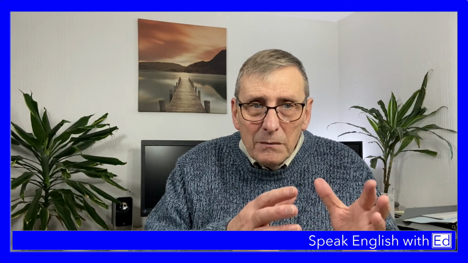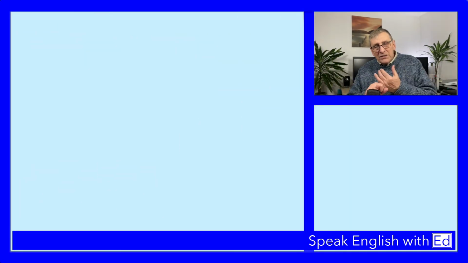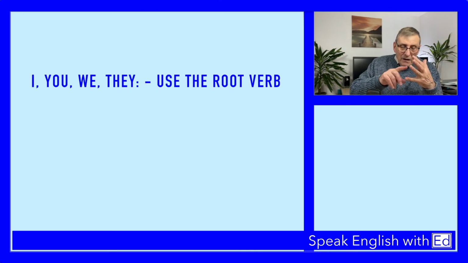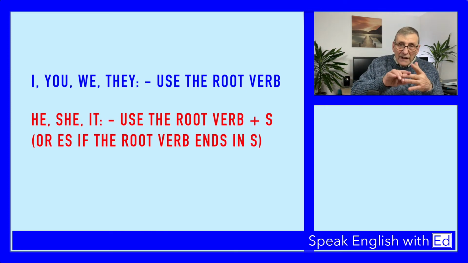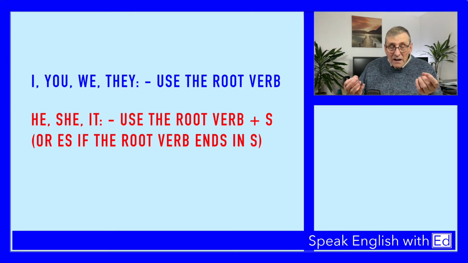So basically that's the present simple tense, and how to use it. It's a verb that's used in its root form to give a time period when the action of the verb takes place. Now you must remember, I, you, we and they is the root verb. He, she and it adds an s, or an es if the verb ends in an s in its basic form.